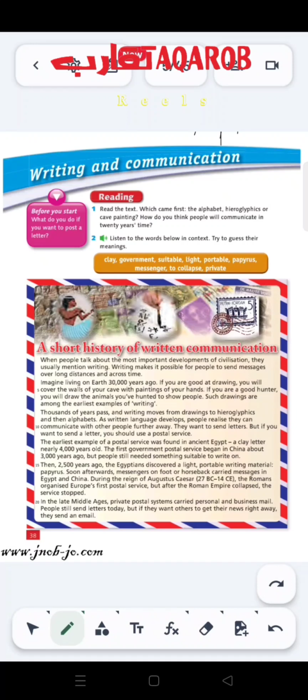So, the main idea or the summary of the text is that it traces the evolution of communication from early drawings to sophisticated writing systems, exploring the role of various materials and the establishment of postal services throughout history. The narrative concludes by highlighting the modern preference for quick communication, notably through email.